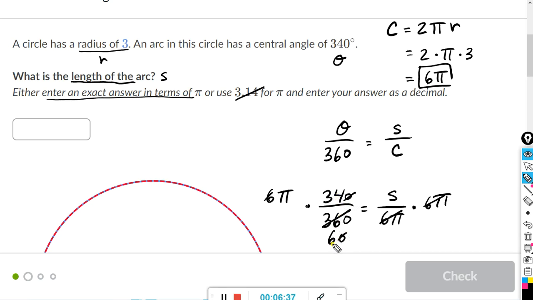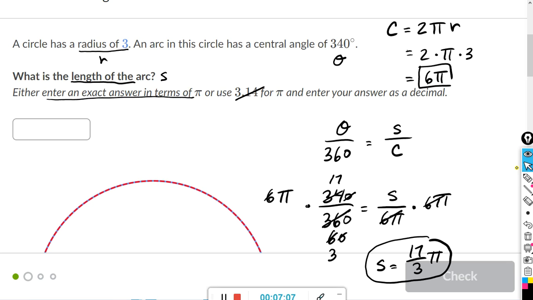So that's 34 over 6. Those are both even numbers. So divided by 2, 34 divided by 2 is 17. 6 divided by 2 is 3. And we still have pi. So S equals 17 over 3 times pi. That's going to be 17 thirds pi.